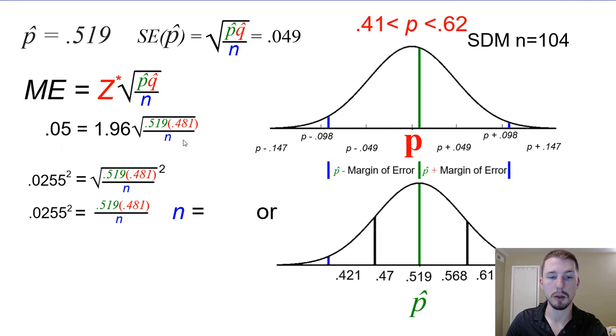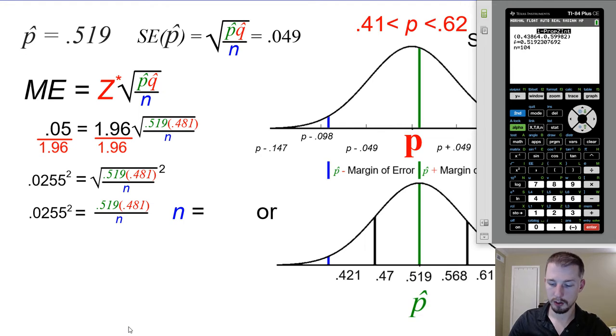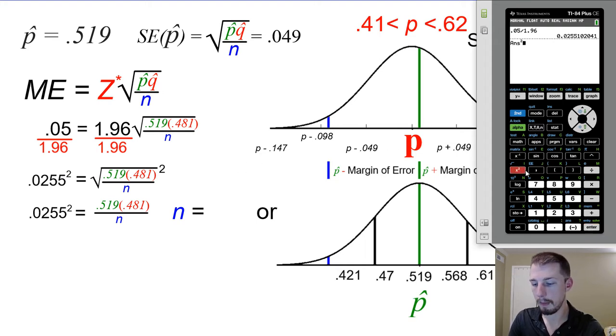That's the size of the sample we would need to have in order to have a margin of error plus or minus 5%. Okay, so what I'm going to do next is divide both sides by 1.96, so I have the square root by itself. When I do that, I can put that in the calculator: 0.05 divided by 1.96. And if I want to undo a square root, I need to square both sides. So I'm going to take that value and square it, and that's what this is going to be equal to.